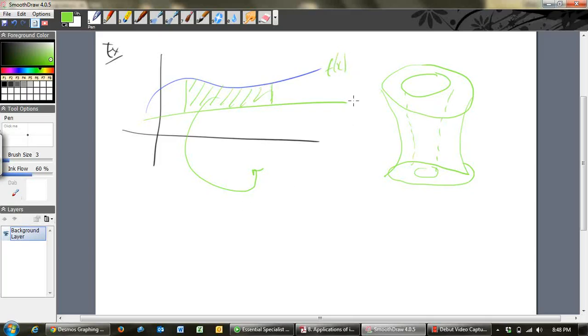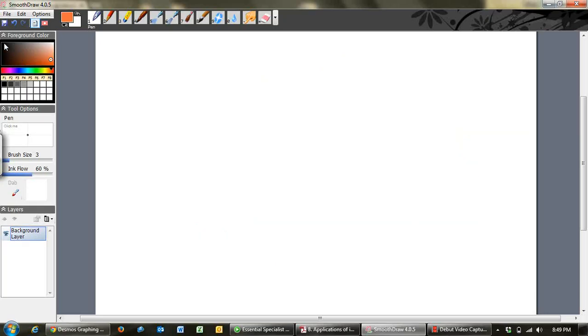So if you've got f of x on the top and g of x on the bottom, then the volume will be equal to pi times the integral from a to b, where that's a and that's b, of the top function squared minus the bottom function squared dx. I'll race through a quick example of that and try to beat the clock.